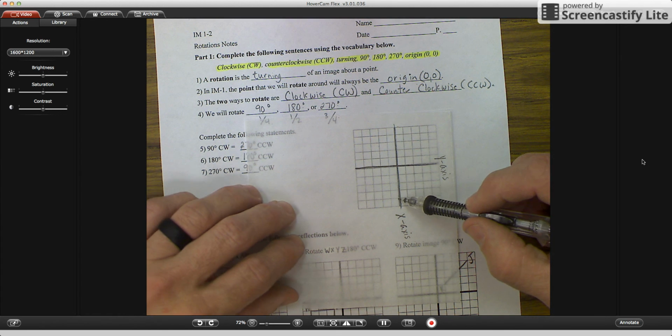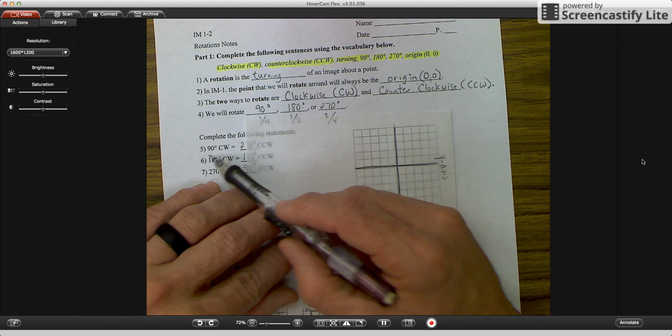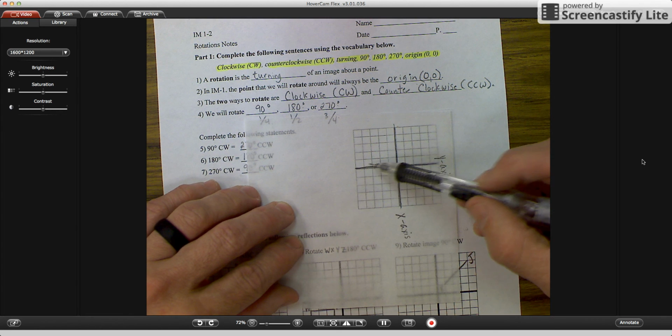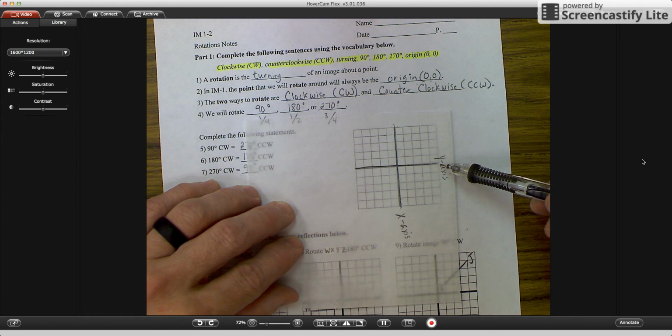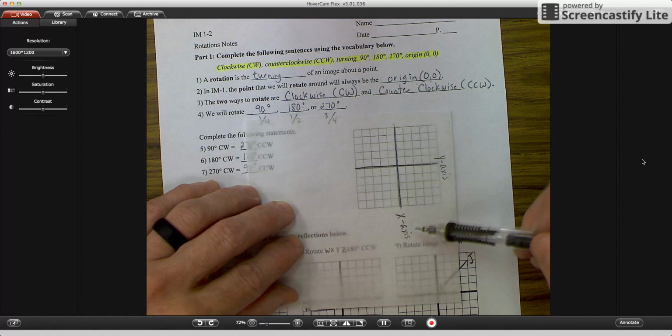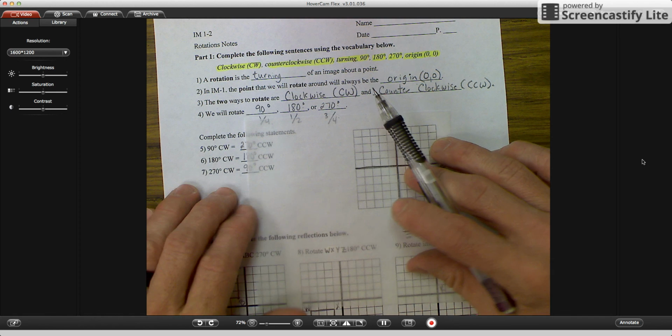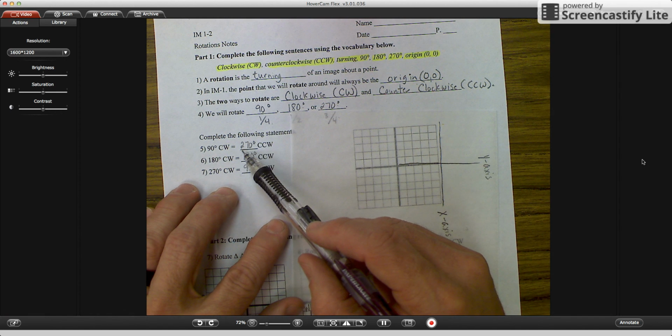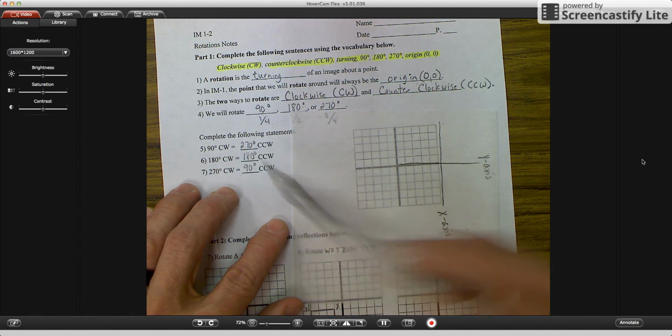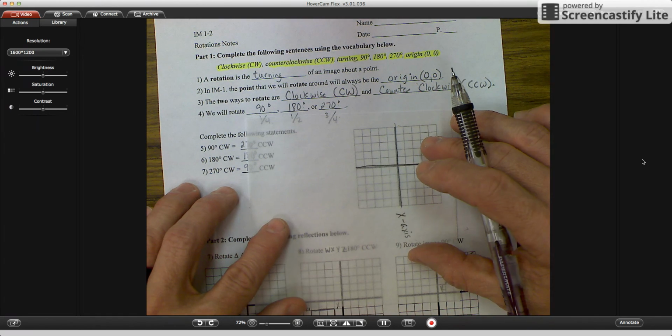So when you do a 90-degree turn clockwise, you turn your y-axis into your x-axis, and your x-axis into your y-axis. That would also be the same thing if you were doing a 270-degree counterclockwise turn, because remember, those are the same thing.